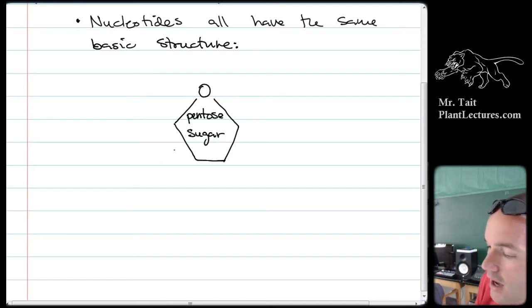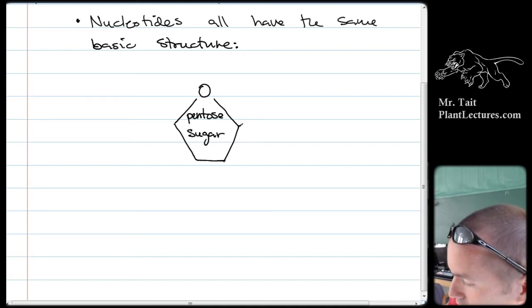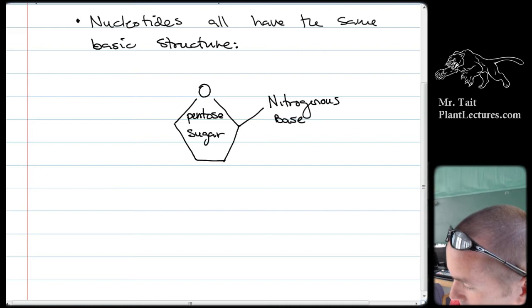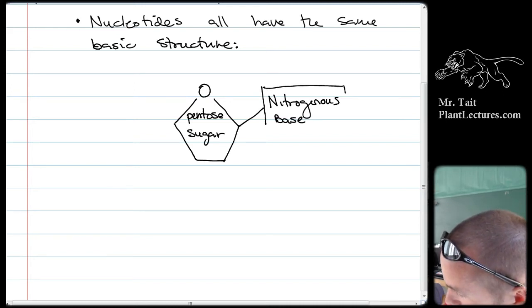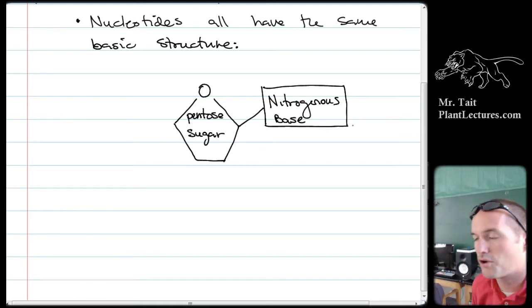All right, great. Coming off this pentose sugar, you're going to have something that is called a nitrogenous base. I will draw the nitrogenous base as a rectangle or something coming off of this. Now, if you had to guess what a main key feature of the nitrogenous base is, what would you guess? What does it contain? Nitrogen. Yes, you would be correct. So a nitrogenous base contains nitrogen. Good.